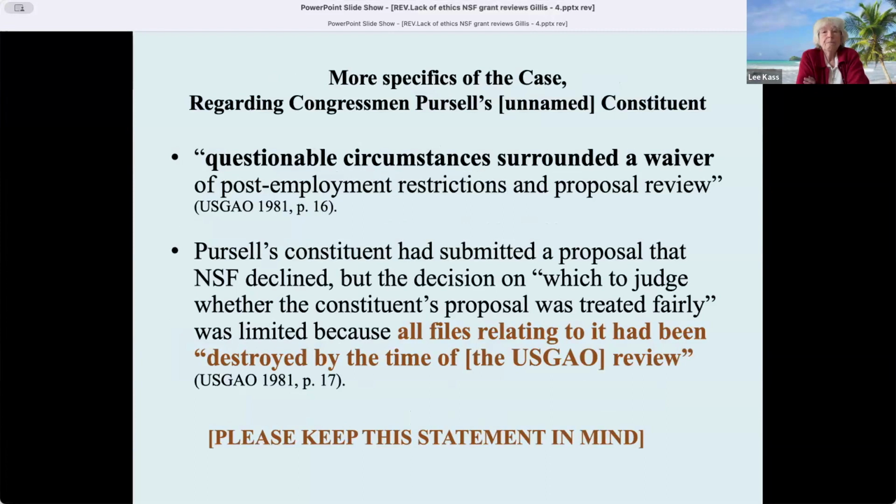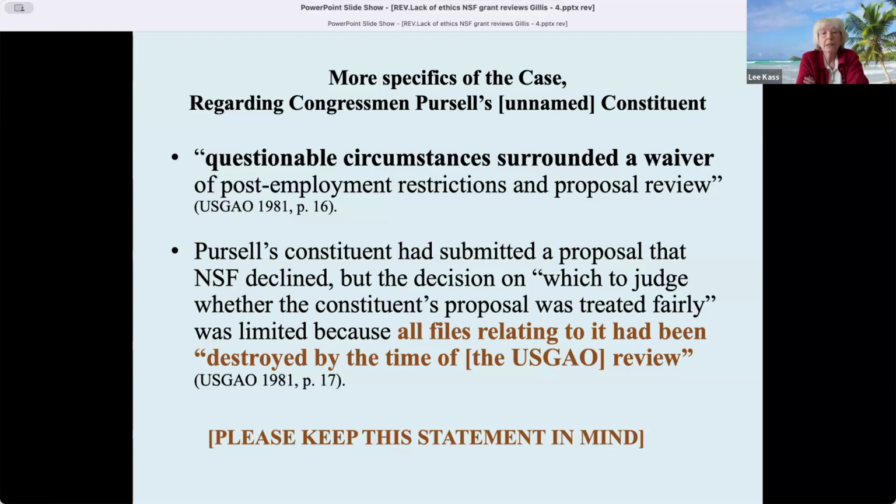Additional specifics. Questionable circumstances surrounded a waiver of post-employment restrictions and proposed review. Purcell's constituent had submitted a proposal that the National Science Foundation declined, but the decision on which to judge whether the constituent's proposal was treated fairly was limited because all files relating to it had been destroyed by the time of the government's review. That's a quote.